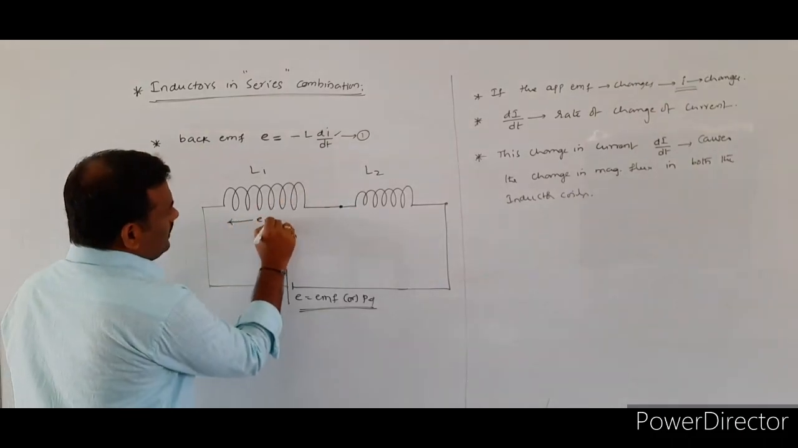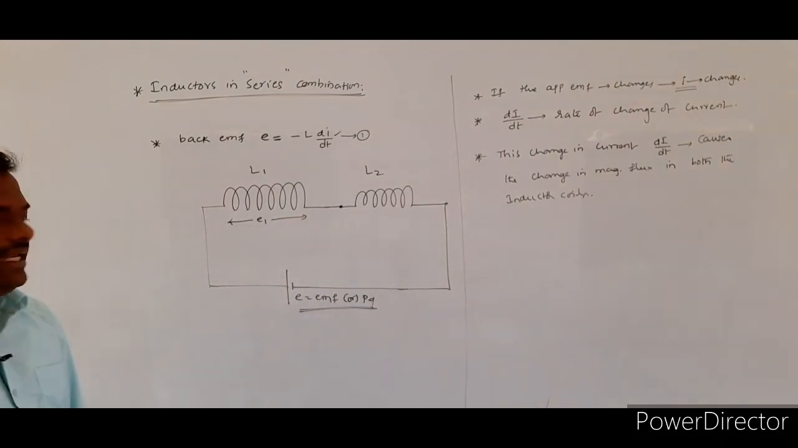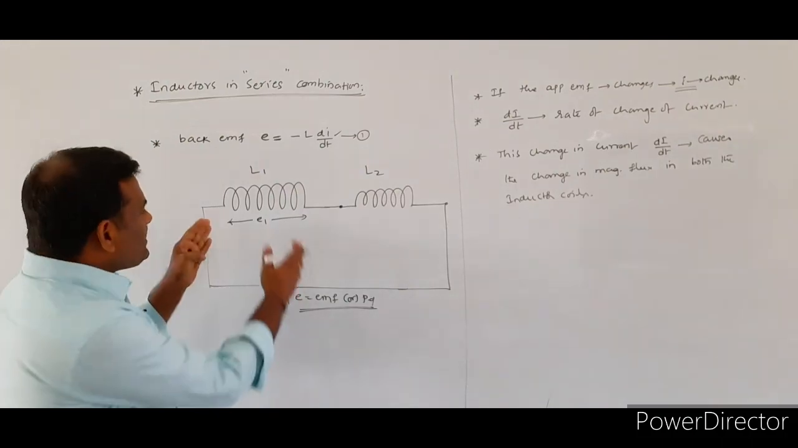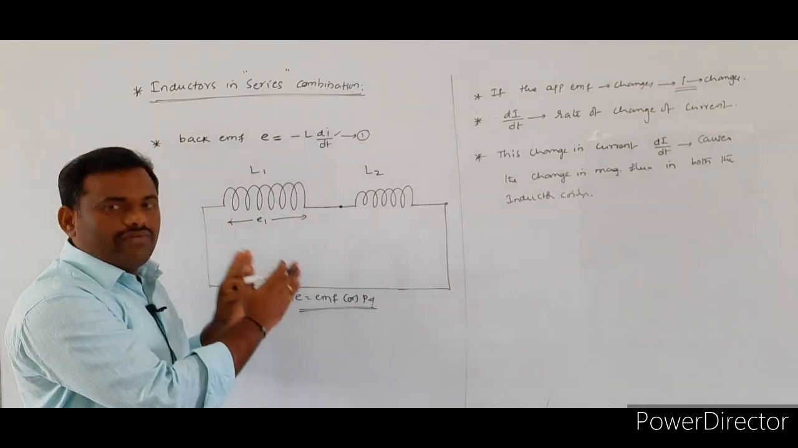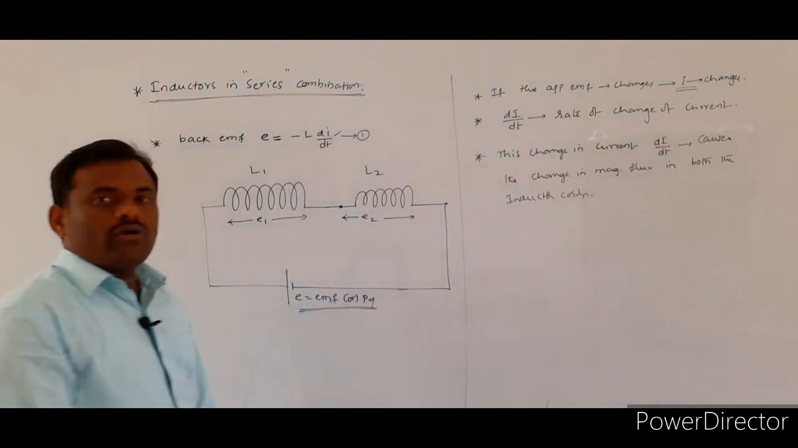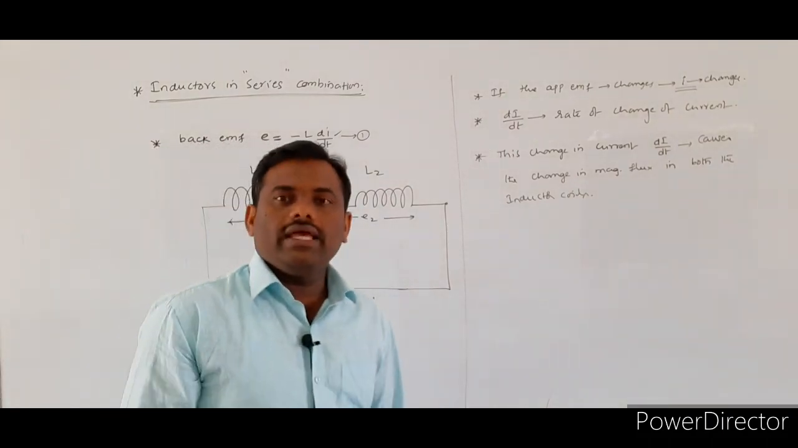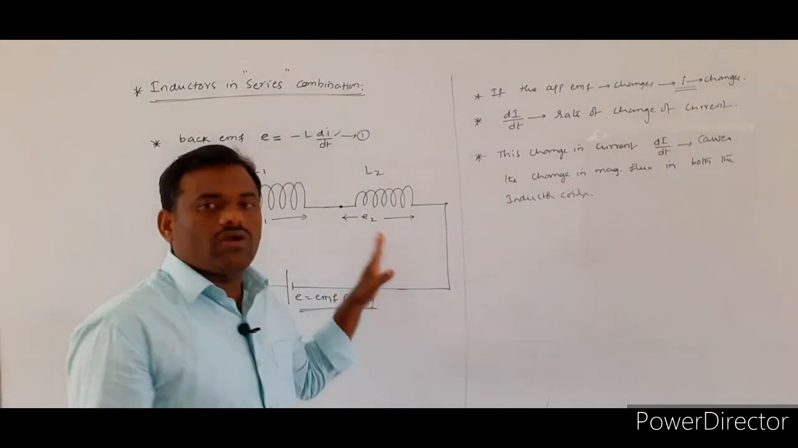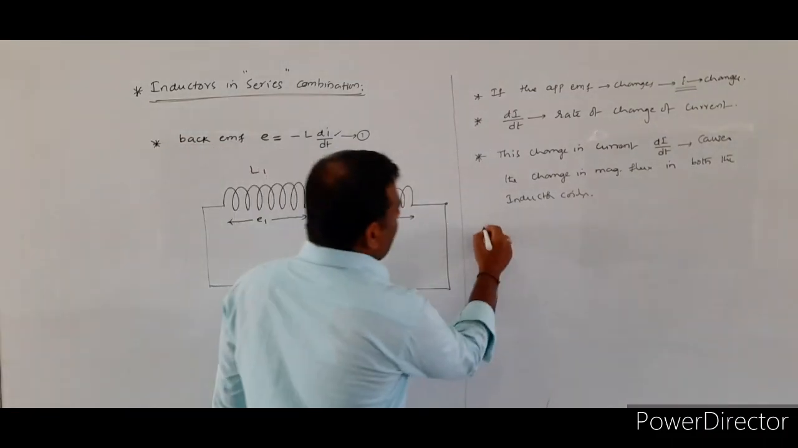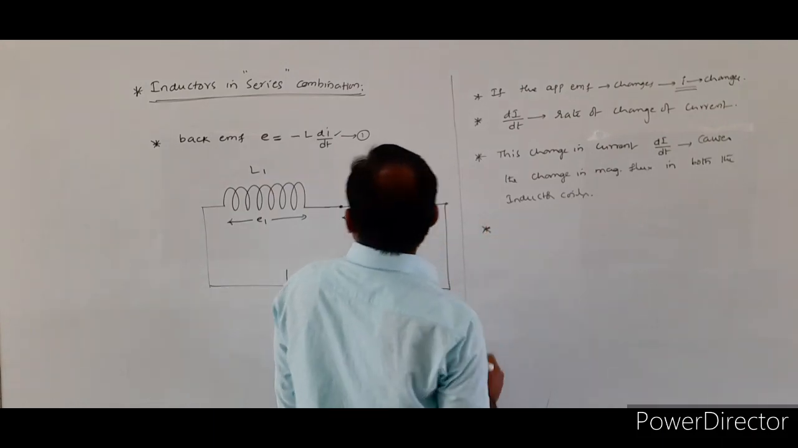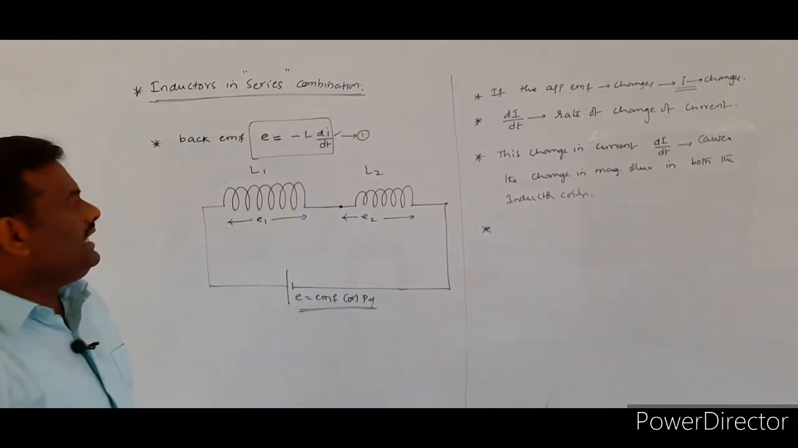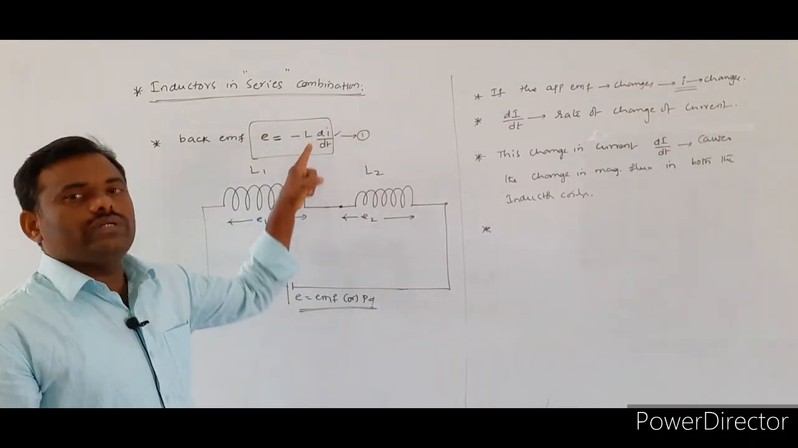I am assuming that E1 indicates the amount of induced EMF, or back EMF, produced across the first inductor coil L1, and E2 is the amount of induced EMF across the second solenoid or second inductor coil. Their values are given by the general formula for induced EMF: induced EMF is equal to minus L into di by dt.